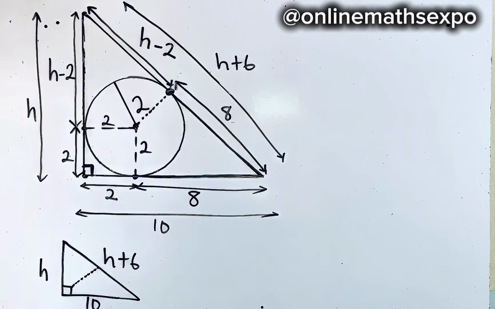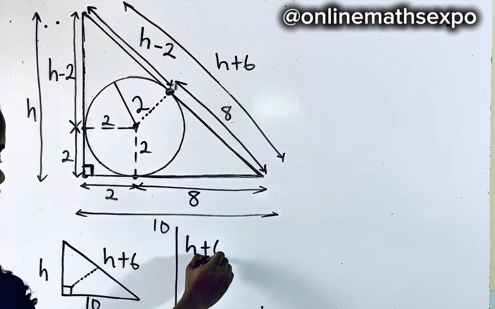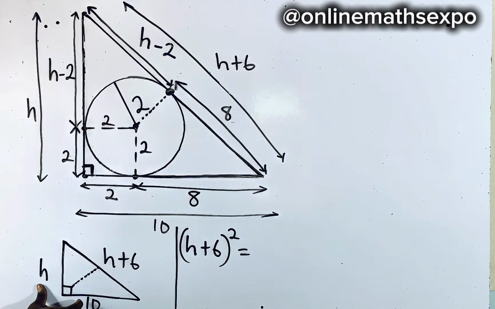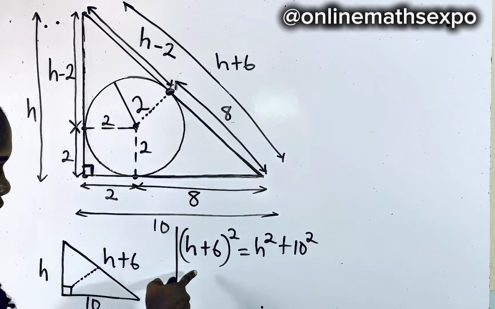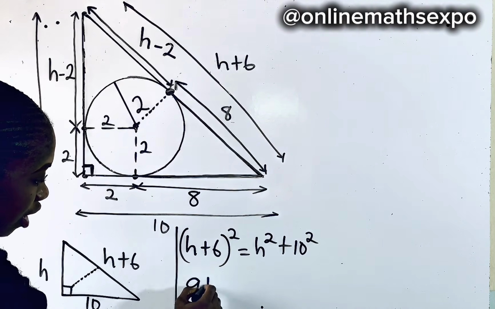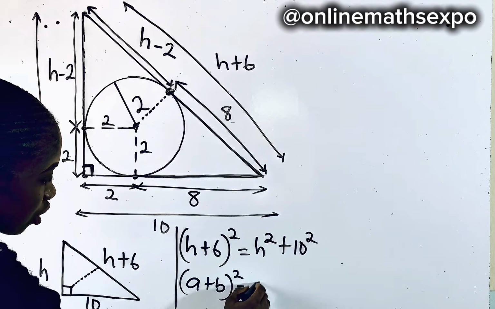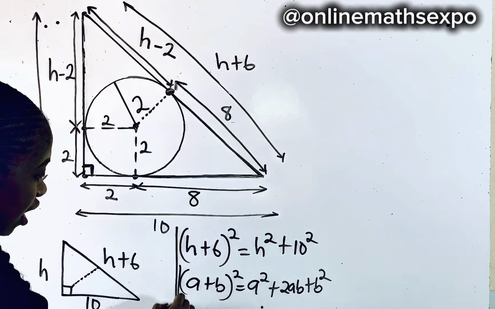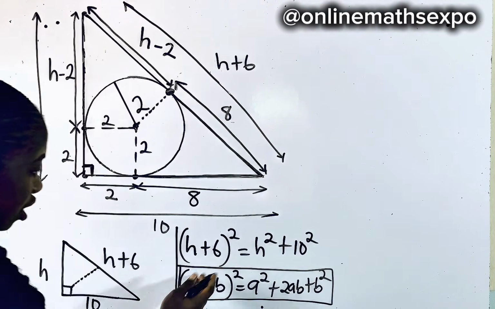So applying Pythagorean's theorem, we take the longest side, square it, so it's going to be h plus 6 squared. It should be equal to the square of the two legs summed. So we square these two legs and sum them, and that gives us h squared plus 10 squared. So if you simplify this, for us to expand this, just remember for every a plus b squared is equal to a squared plus 2ab plus b squared. Let's apply this algebraic identity on this.